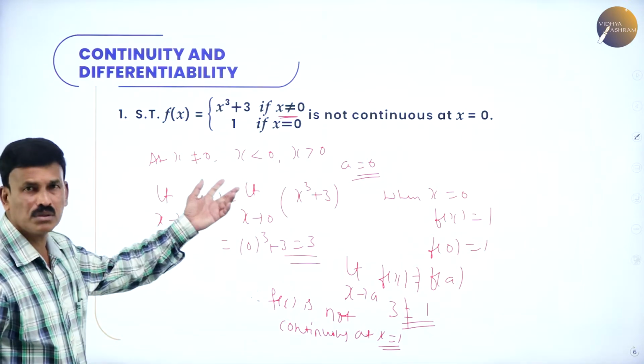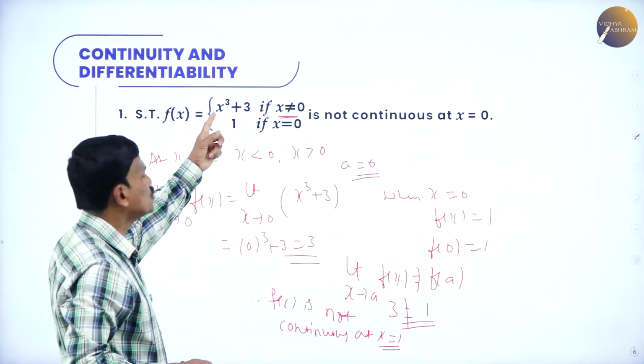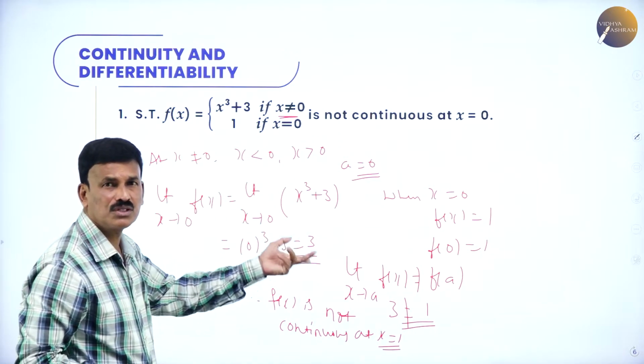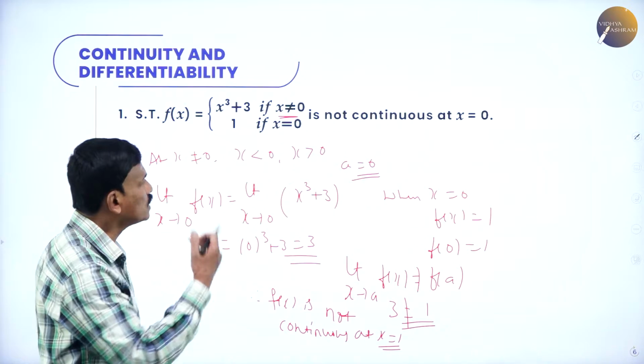Just by looking at the problem, you can say, put x is equal to 0: 0 cube is 0 plus 3 is 3, and the value of the function is 1. 3 is not equal to 1. So therefore this is not continuous.